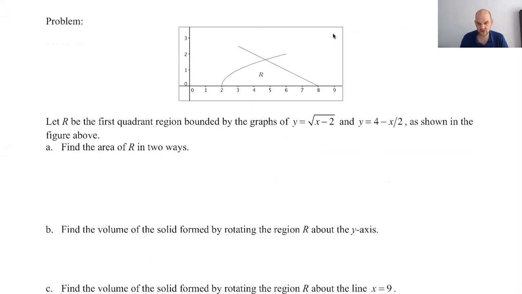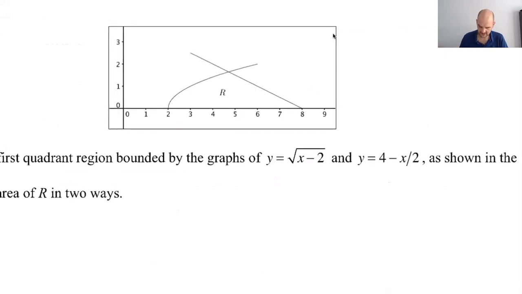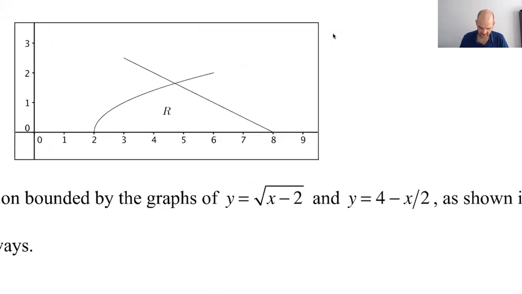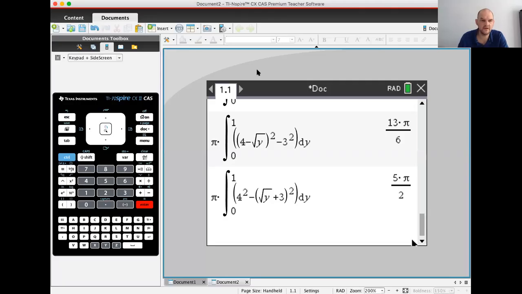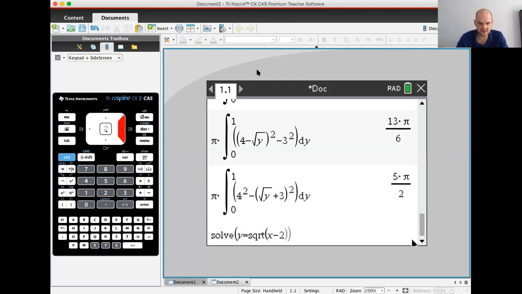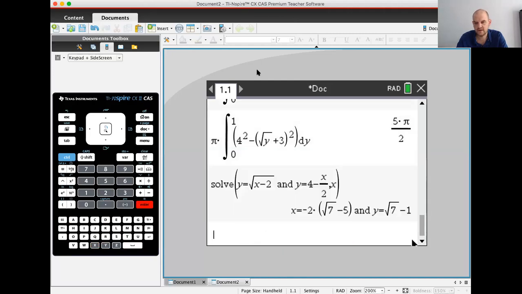So my first concern is that the intersection point here I think is not super nice. And I'm going to solve it on a calculator to preserve a little bit of time here. So if you will give me 1 sec, step into my calculator lab here. I'm going to solve y equals the square root of x minus 2. I'm actually solving a system because I want to know the x and the y values instead of just the x. 4 minus x over 2, comma x.